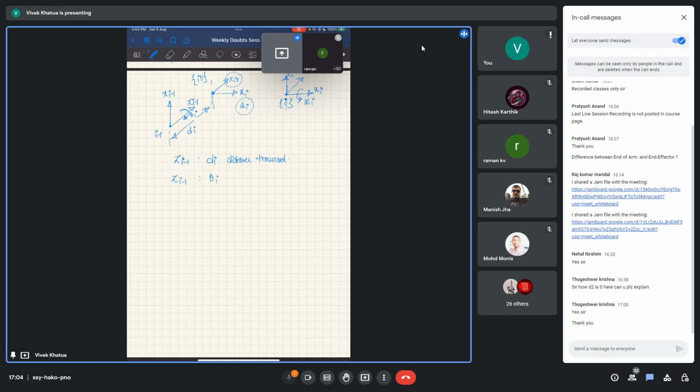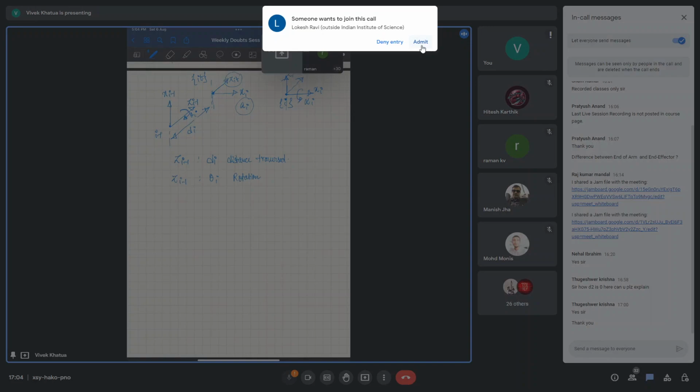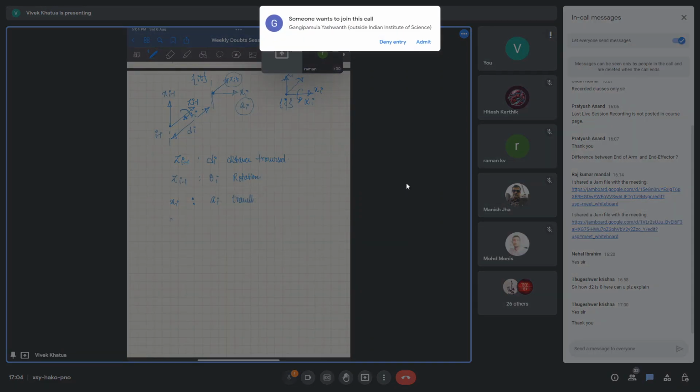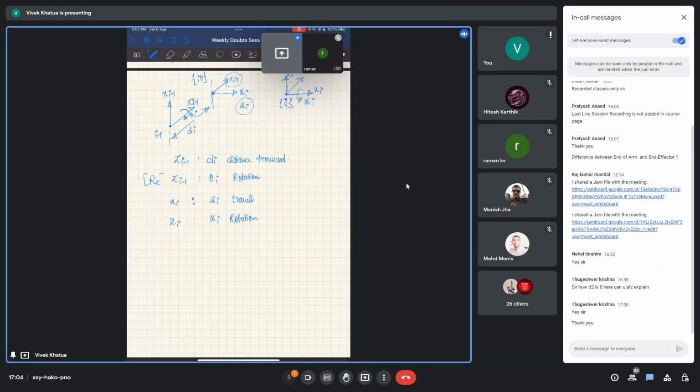I have done theta i rotation. After that, I have got x i because of this rotation. From this, I have done again a i travel. Then about x i, I have done alpha i rotation. So this is nothing but Rz rotation, Rz in a rotation matrix format.